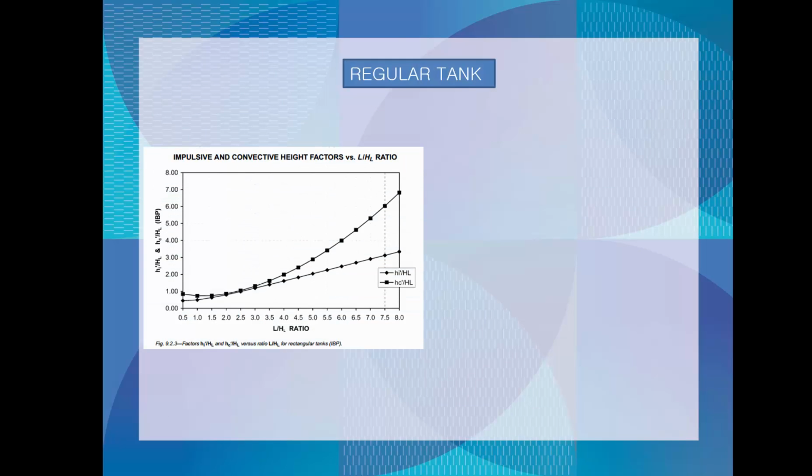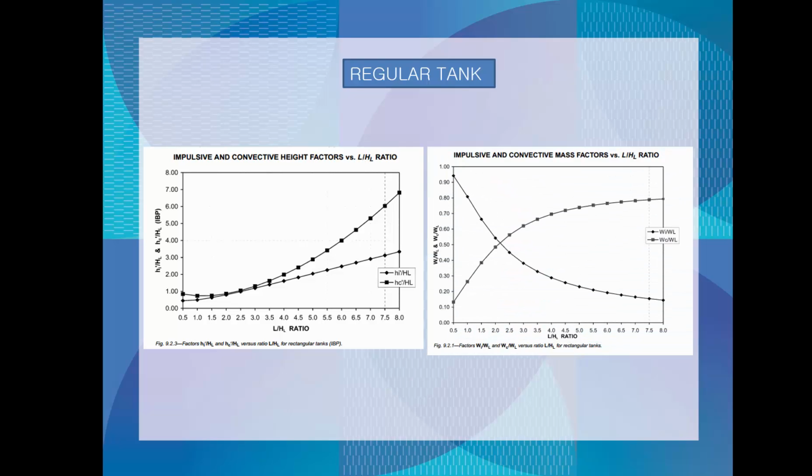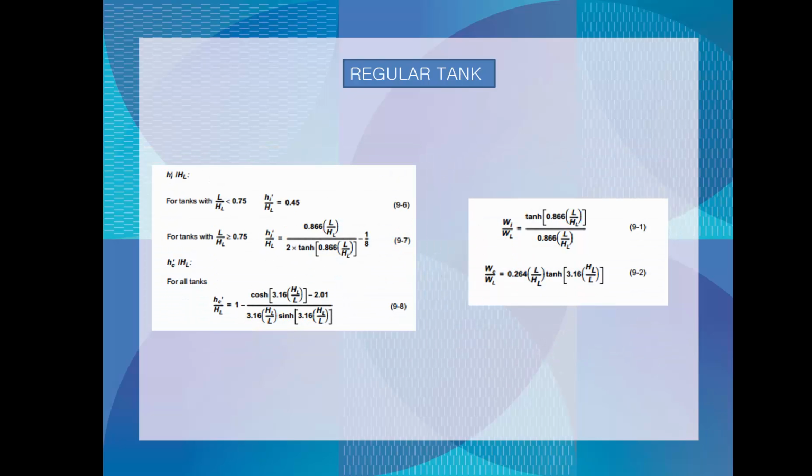the impulsive and convective components of hydrodynamic pressure are influenced by the ratio of the length of a chamber of the water tank parallel to the seismic force to the height of the liquid in that chamber. So if you want to get accurate values for the loads to be applied on the structure, we need to properly determine the length that the water will travel in the chamber.